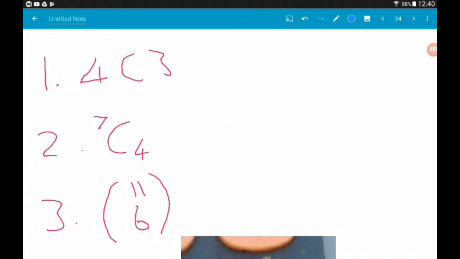So for the first one, 4 choose 3, hopefully you would get 4. And then for the second one, which is exactly the same thing, 7 choose 4 would be 35, and then for the last one, 11 choose 6 is 462. Okay, cracking.